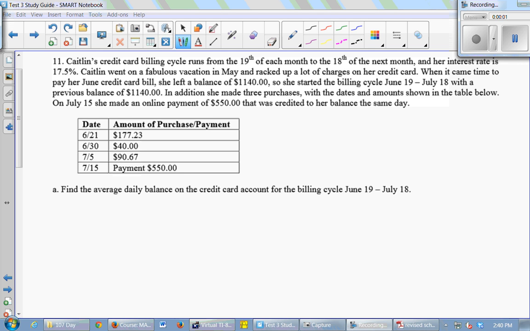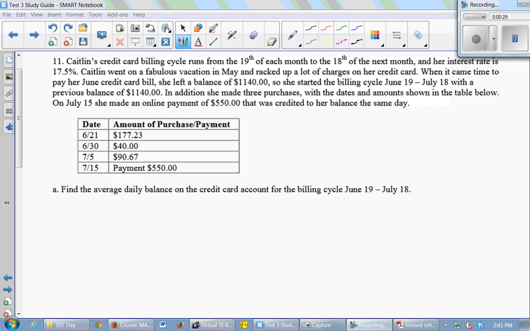Caitlin's credit card billing cycle runs from the 19th of each month to the 18th of the next month. Her interest rate is 17.5%. Caitlin went on a fabulous vacation in May and racked up a lot of charges on her credit card. When it came time to pay her June bill, she left a balance of $1,140. So she started the next billing cycle, the June 19th to July 18th billing cycle, with a balance of $1,140.